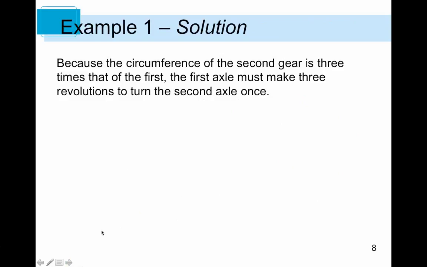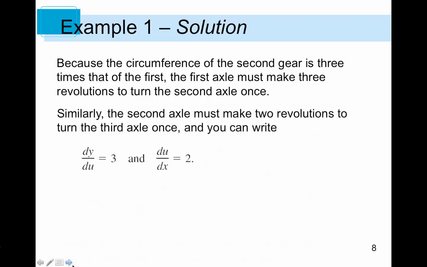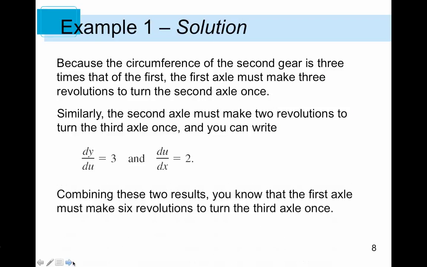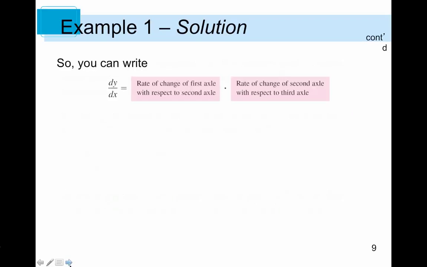So the circumference of the second gear is 3 times greater than the first. The first axle must make 3 revolutions for the second axle to turn once. Similarly, the second axle must make 2 revolutions for the third axle to turn once. So dy du is 3, du dx is 2. Combine these two results. The first axle must make 6 revolutions to turn the third axle once. That's composite functions. So that explains composite functions, but we're looking at rate of change, change in y over change in x. Y has to go around 3 times for u to go around once, u has to go around twice. For x to go around once, 3 times 2 is 6.